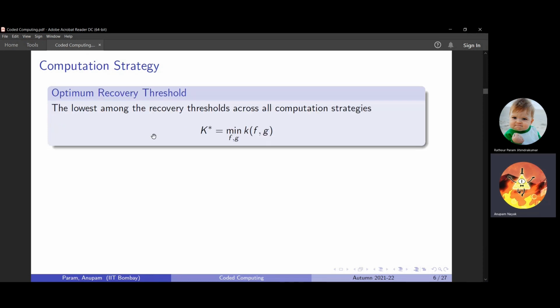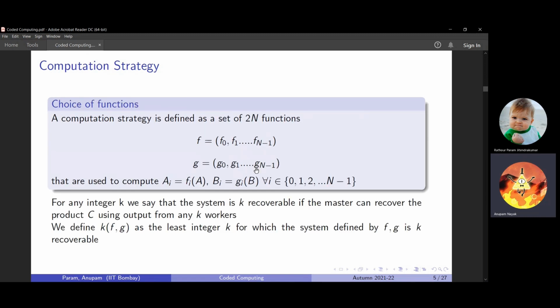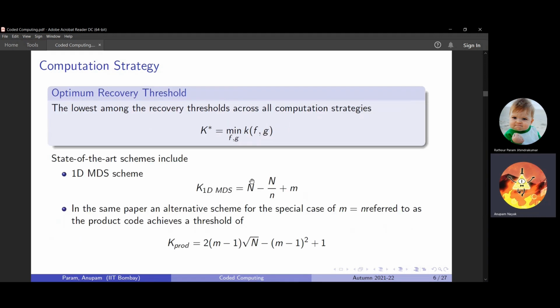We similarly define something called the optimum threshold. That is the lowest recovery threshold across the set of all computation strategies, that is, the minimum of these recovery thresholds among all possible functions f and g.